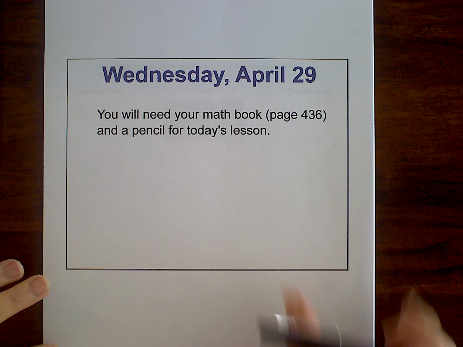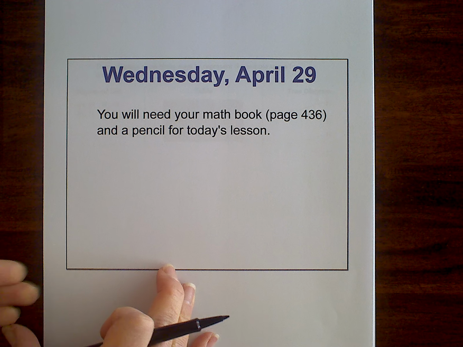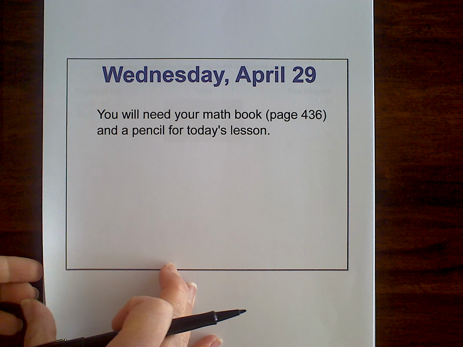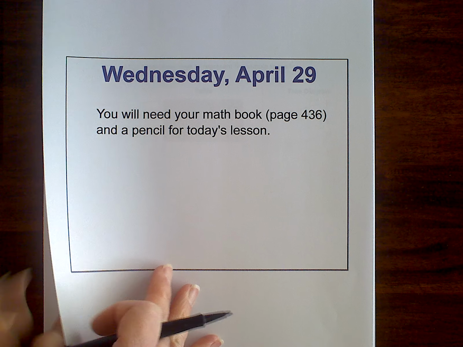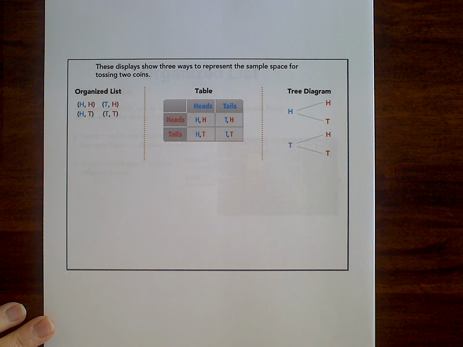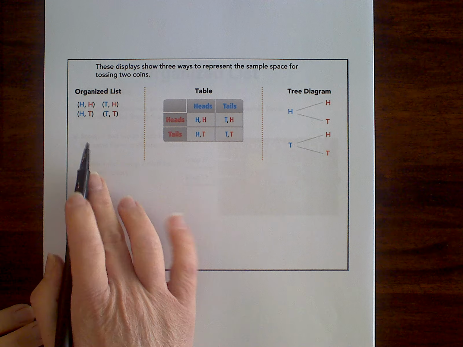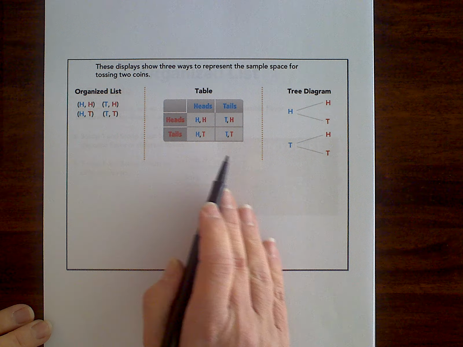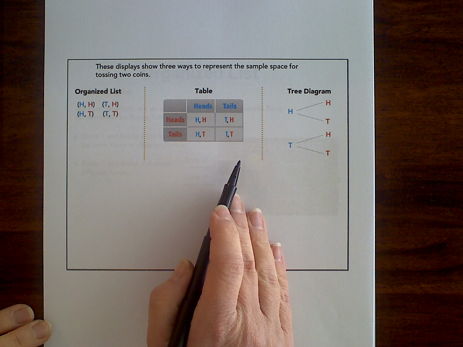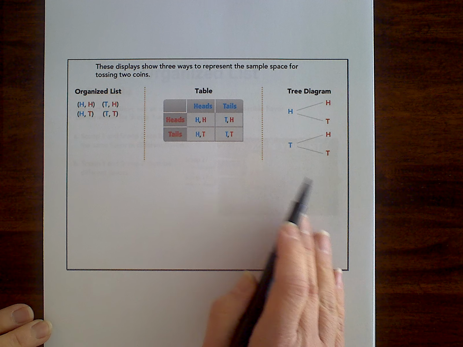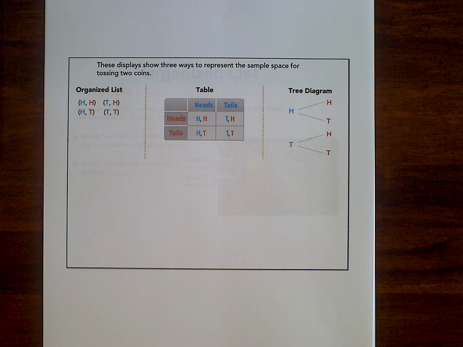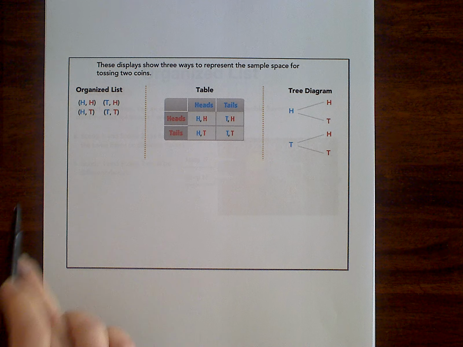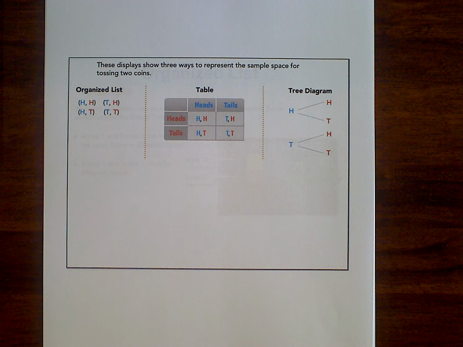So, yesterday in our Google Slides, you learned about how to find sample spaces for compound events. And yesterday we talked about creating an organized list, making an area model, or the book likes to call it a table, or creating a tree diagram. And so these three displays that I have here on the screen are showing you all the different ways of what your results are for when you toss two coins.